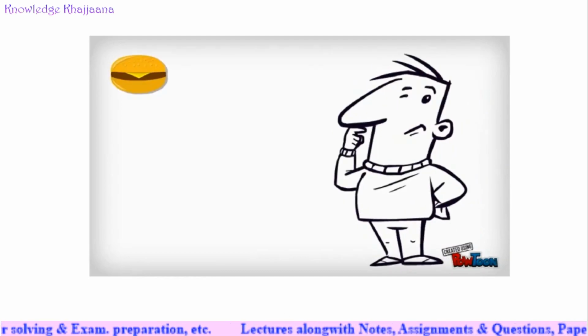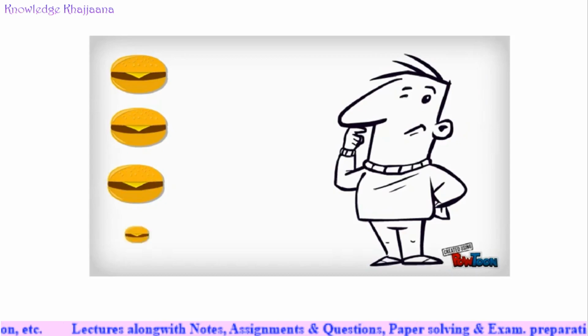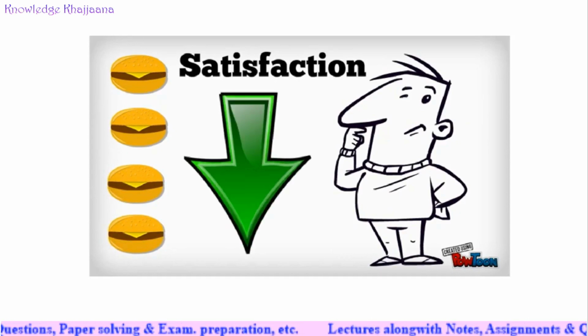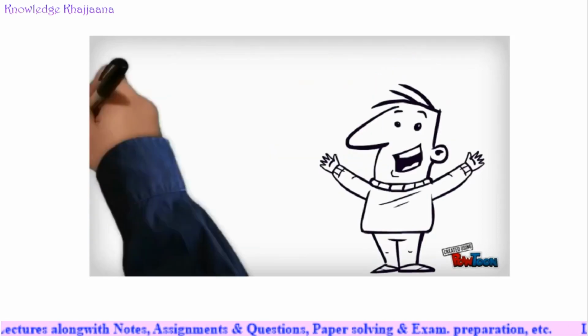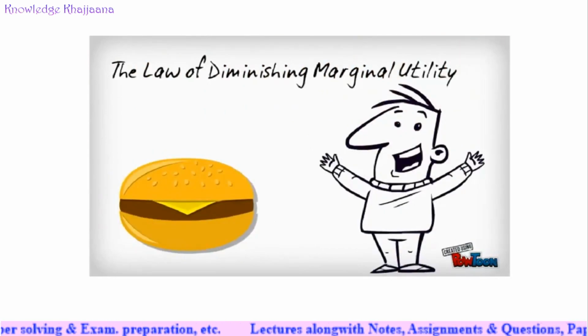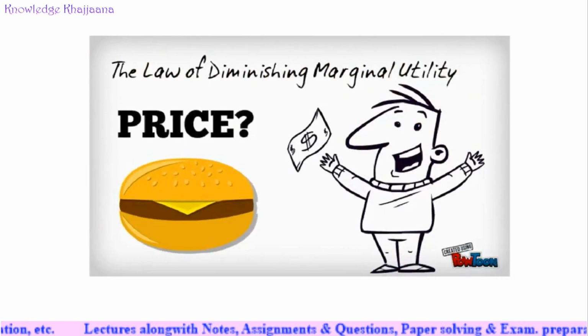Have you ever wondered why the more and more you choose to consume of a good, the less and less pleasure you get from it? The reason is simple. You are experiencing what is known as the law of diminishing marginal utility. So how does this concept affect the price a consumer is willing to pay for a good?